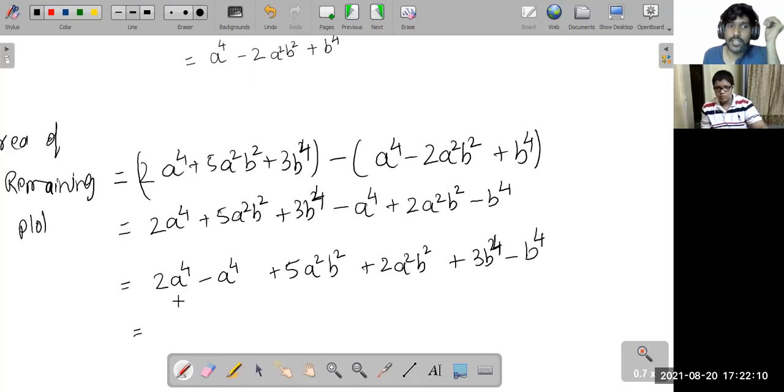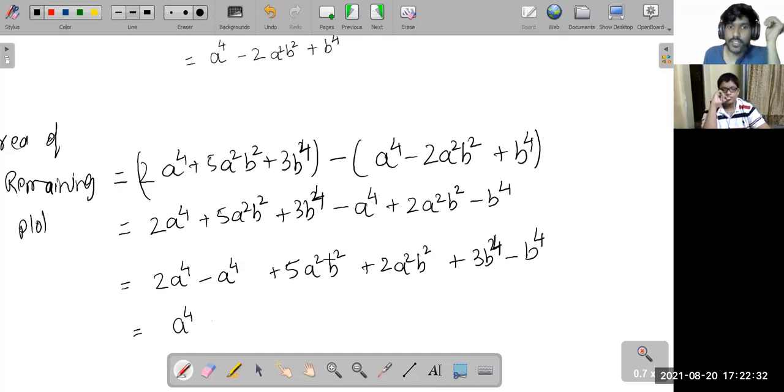Yes, sir. Now tell me the answer. How much is 2a raised to 4 minus a raised to 4? No, it would be 1. It would be a to the 4, only 1. So you write it as a raised to 4.